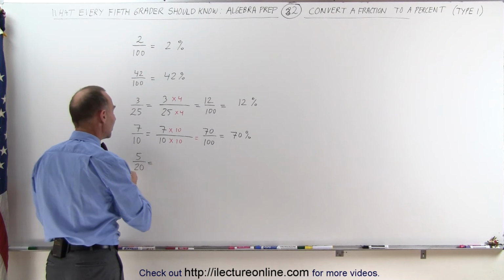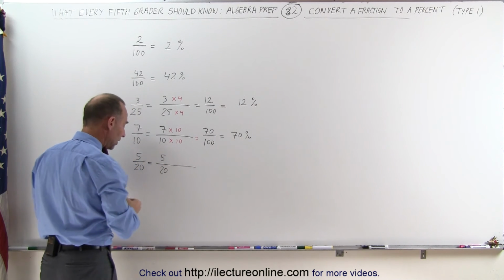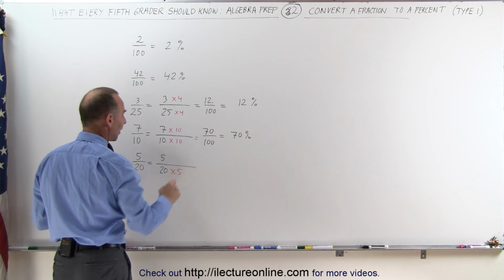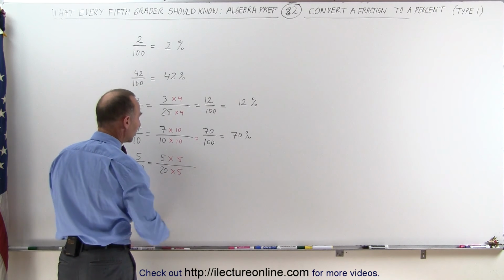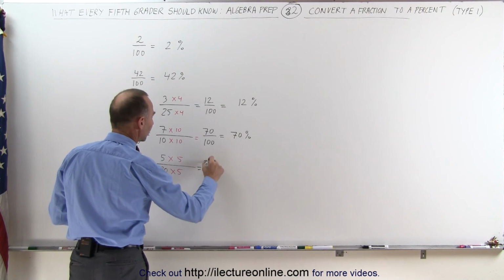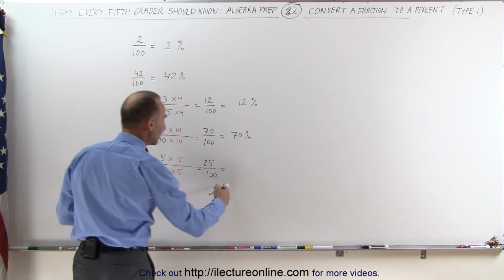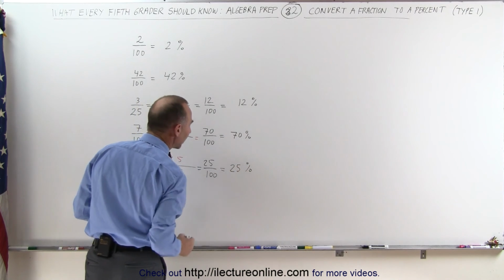Here again, same example. We have 5 divided by 20, and I can see that if I multiply the denominator times 5, 20 times 5 is 100. I multiply the numerator times 5, which means that my new fraction now becomes 25 divided by 100, and that can be written as a percent by simply taking the numerator and putting a percent sign behind it.